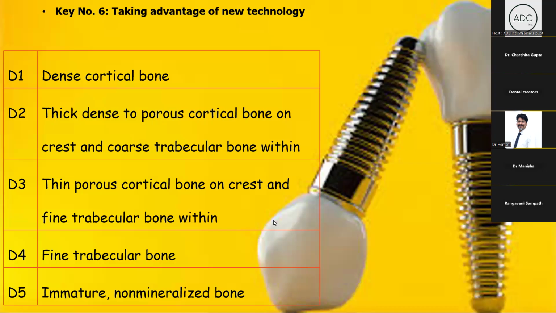Some might be doing bicortical implants or single stem implants. For them, D1 bone is good.